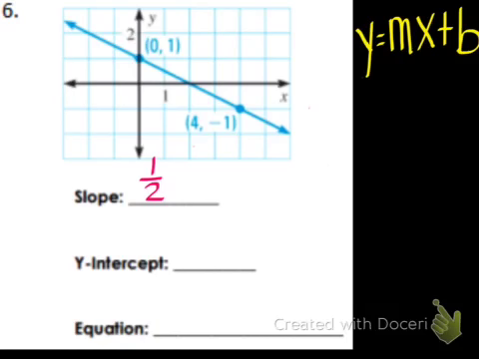Now for our y-intercept, we want to find out what the value is when we cross the y-axis. So I need to find the point where we intercept the y, which is right here. So when x is 0, y is going to be equal to 1. So now we have our slope and our intercept, and we're ready to write our equation. So we're going to keep our y, and we're going to plug in our slope, which is 1/2. We're going to keep x, and then we're going to add to that our y-intercept, which was 1. So the equation for this line is y equals 1/2 x plus 1.